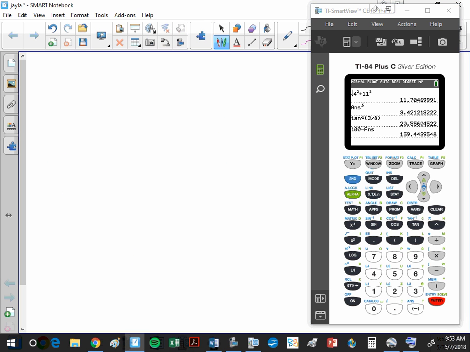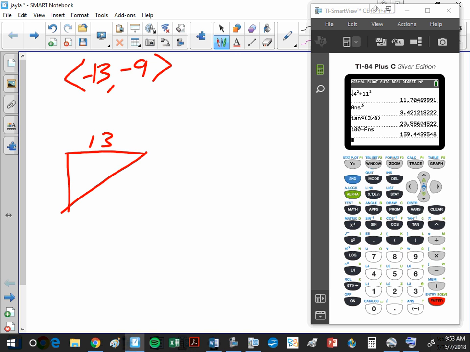So if I had -13, -9, that's my vector. What is the direction? Well, where am I? I'm in quadrant 3, so this would be -13, but I'm just going to call it 13. And this would be -9, but I'm just going to call it 9. So I do the inverse tangent of 9/13.